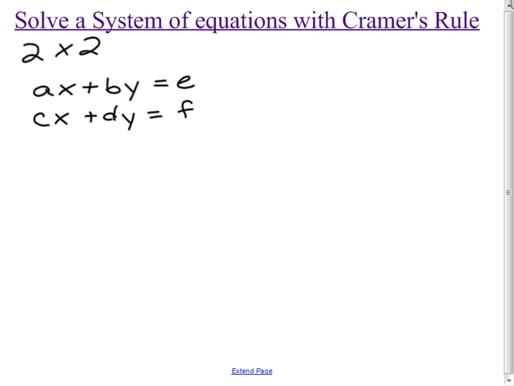Now you may look at 2 by 2s and go, why would I not just do elimination or substitution? Absolutely, you can do elimination or substitution. But as you work with 3 by 3s, you don't want to do elimination or substitution with 3 by 3s or 4 by 4s, etc. Cramer's rule comes in very handy for those. And then eventually we'll get into working with inverses as well to solve 2 by 2s and then 3 by 3s, and then eventually we'll get to our calculator.